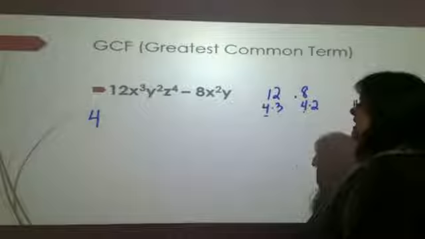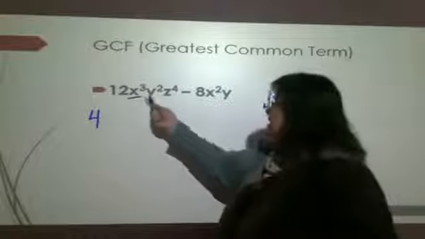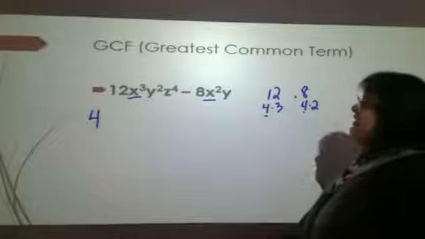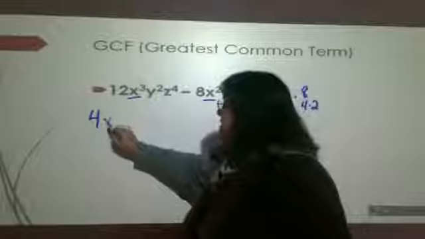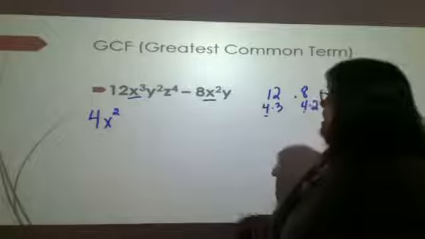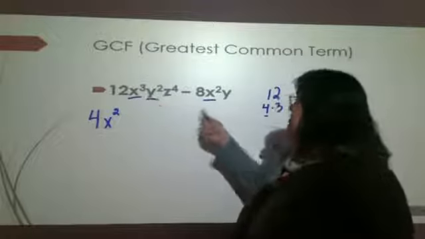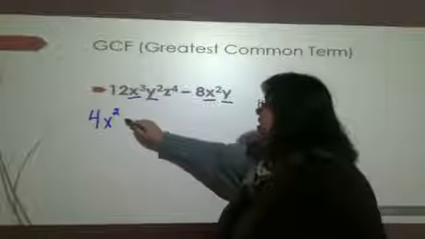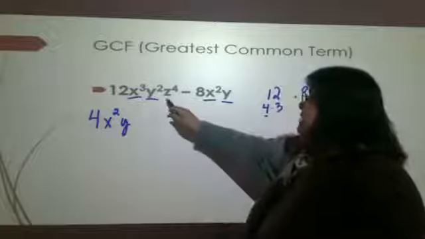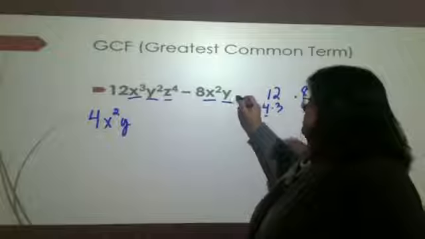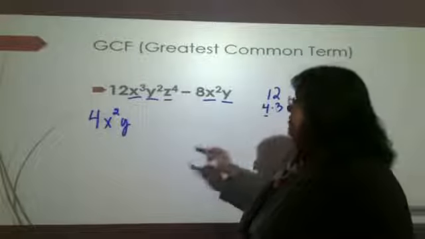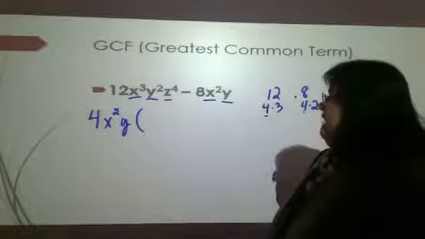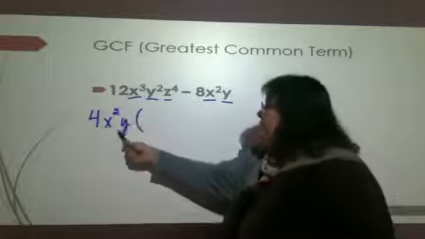Then I look at the x's. This one has 3 of them, but this one only has 2. So the most that they could share is that smallest exponent. Let's look at the y's. I see 2 of them, and I see 1 of them. The most that they both share is 1. This one has a z, but this one doesn't, so I can't pull that out as something that they share.